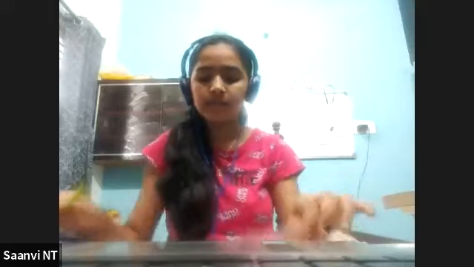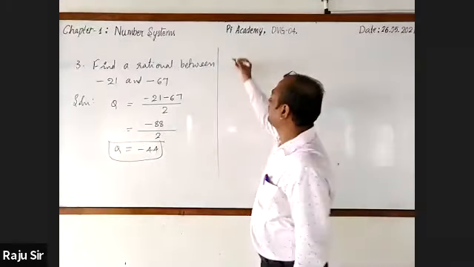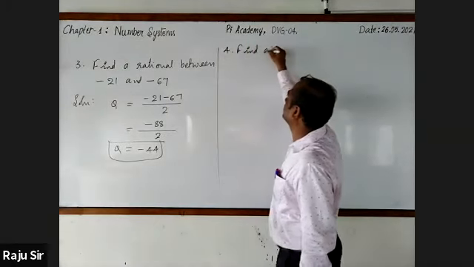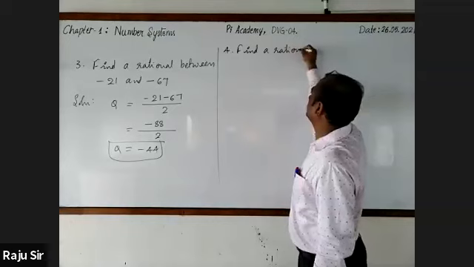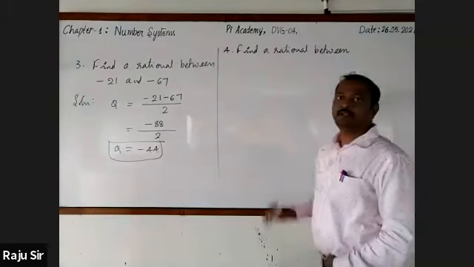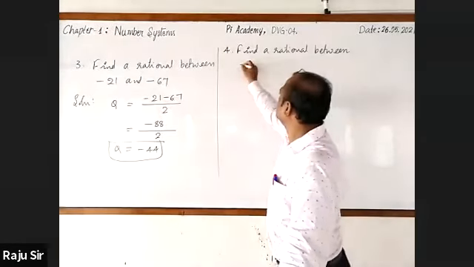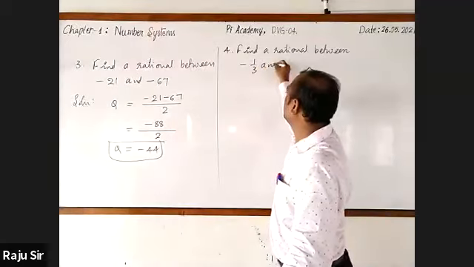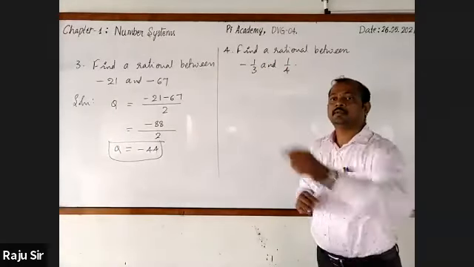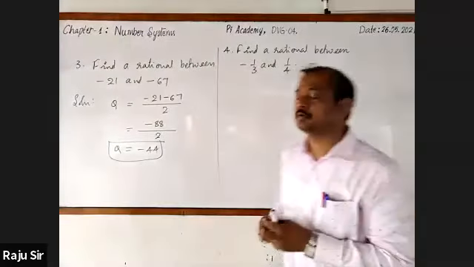Okay, I'll take one more. The fourth one: find a rational number between minus 1 by 3 and 1 by 4. It is minus 1 by 3 and 1 by 4.